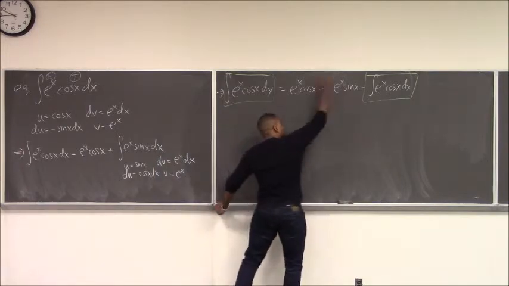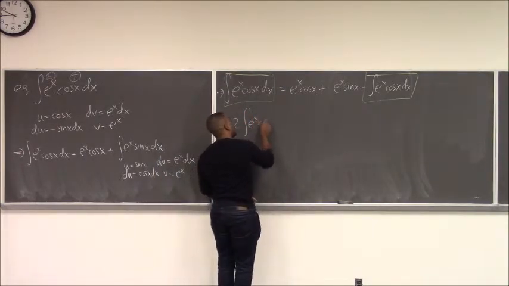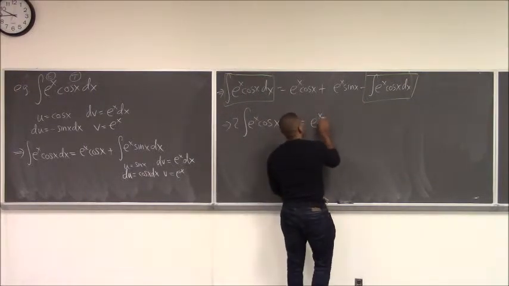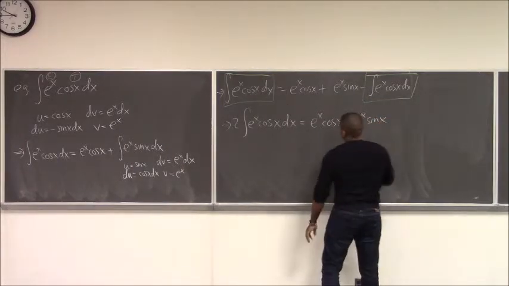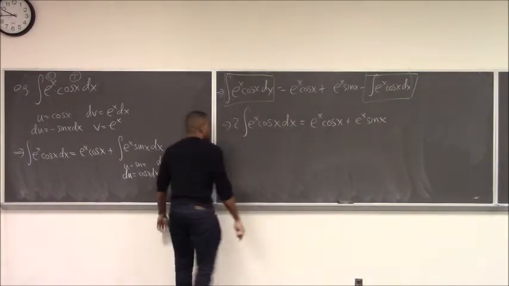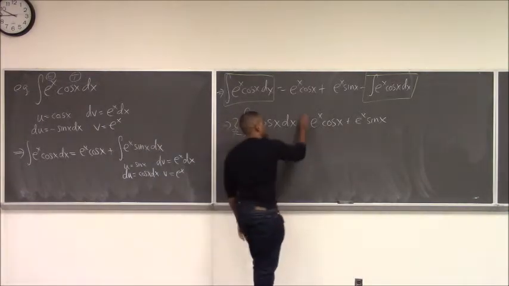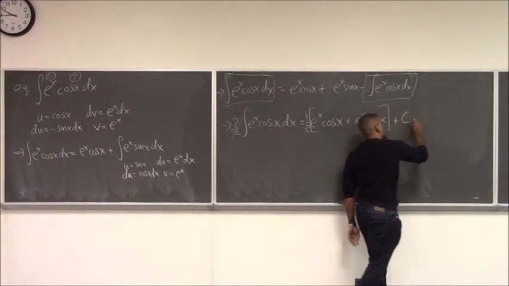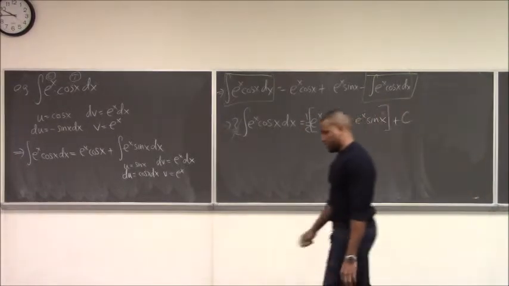So the thing is, I can add this to both sides. Now we get two of those guys over here. And then I could just divide by 2. Of course, you know there should be a plus C at the end of any integration, the arbitrary constant of integration.